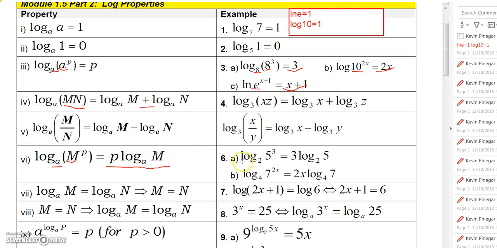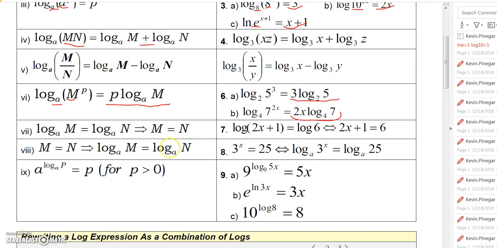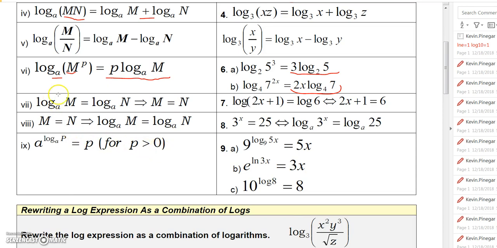For example, if I had the log of 5 cubed base 2, since these bases, 2 and 5, are different, I can't just say it equals 3, but I can say it equals 3 times the log of 5 base 2. Similarly here, the base 4 and the base 7 are different, but I can say this is equal to the power 2x times the log of 7 base 4. This property is handy in solving exponential equations.